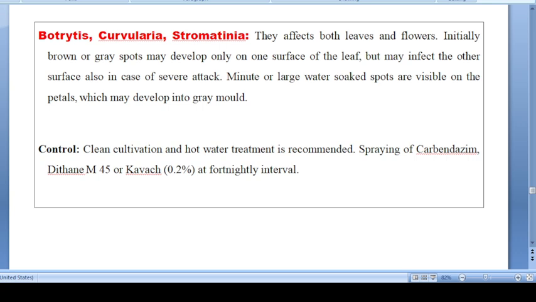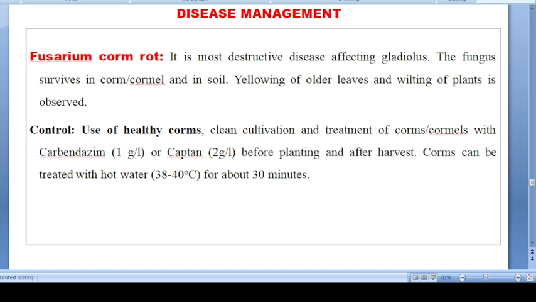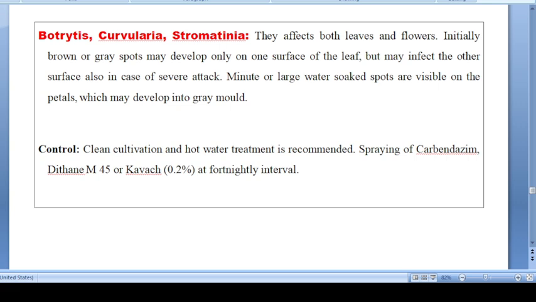So there are some problems in cultivation of gladiolus. Fusarium is the major problem, fusarium rot or corm rot. Mainly we have to treat the corms with any fungicide solution. Botrytis or Curvularia: here leaves will get dried, and the photosynthesis ability of the plants will be reduced. Even the flowers it will attack. Here also we can go for treating with Dithane M45 or Kavach we can spray.